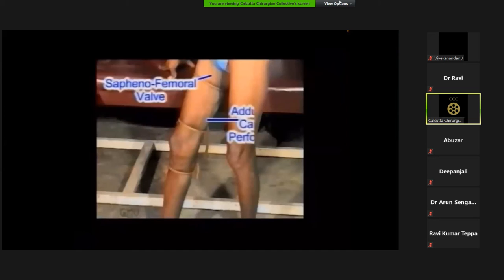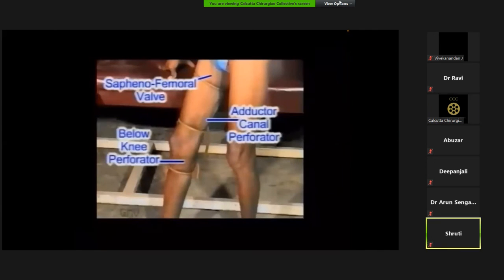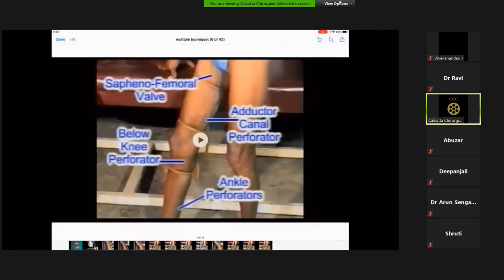Tourniquet 1 is below the SFJ, that means just below the sphenofemoral valve. Tourniquet 2 is at the adductor canal perforator. Tourniquet 3 is at the below knee perforator. So this picture is extremely important to make you understand that you need three tourniquets to be tied in a multiple tourniquet test. So unnecessarily don't hang around with 20 tourniquets hanging from an apron pocket. It looks like a bunch of noodles coming out. Believe me, guys.